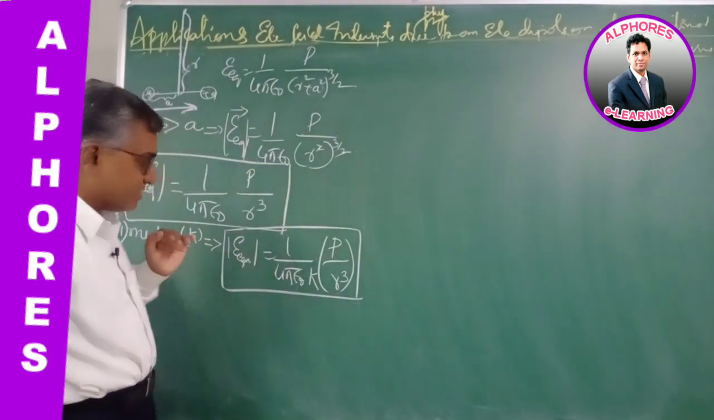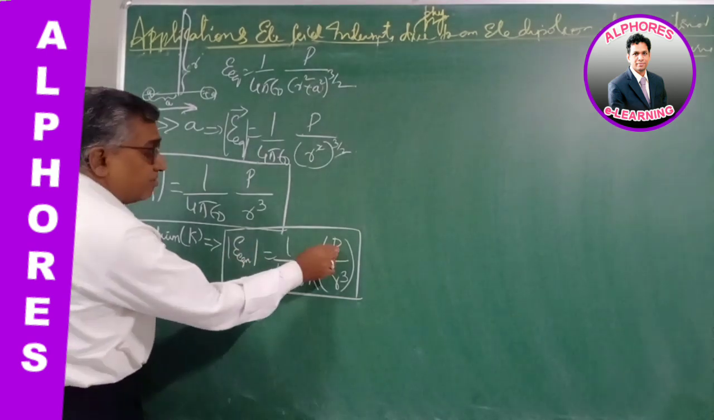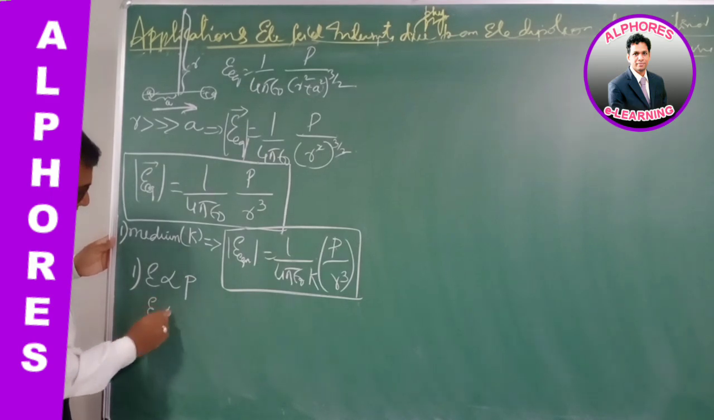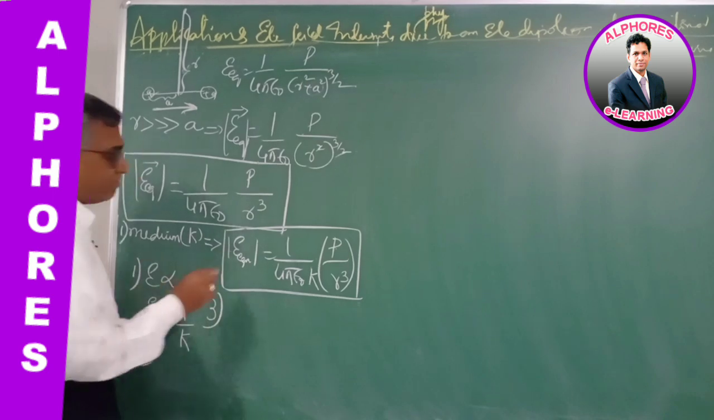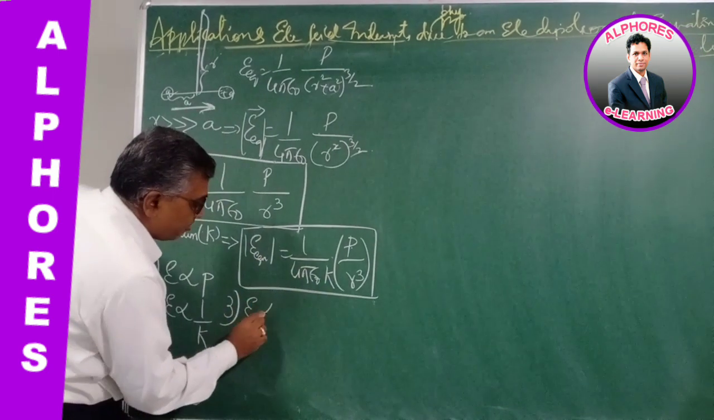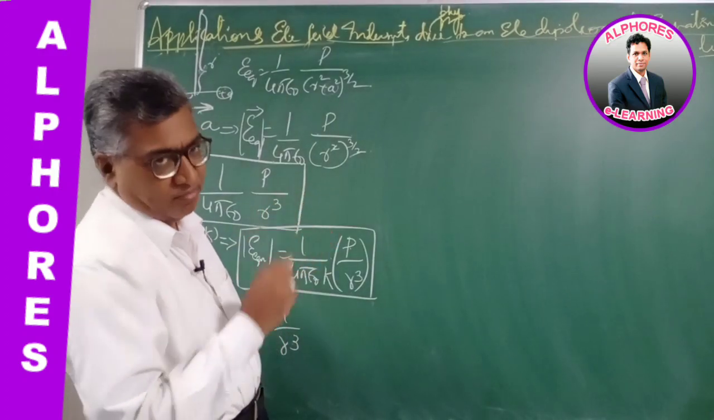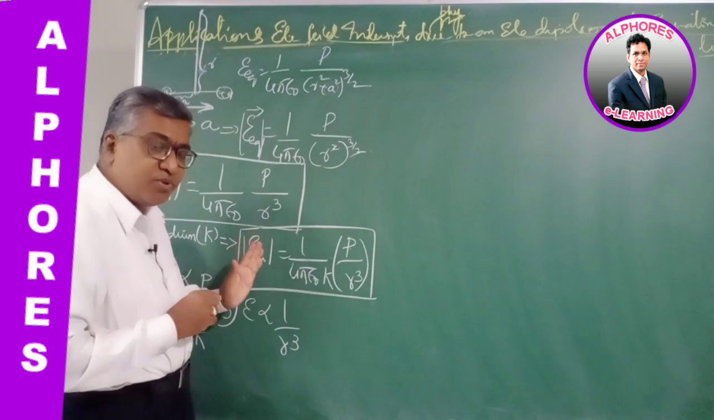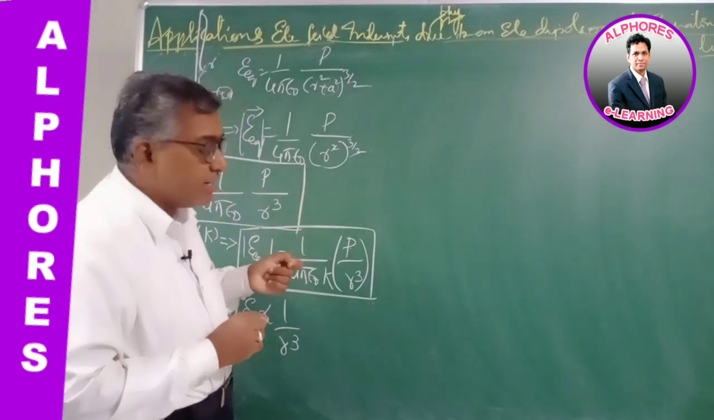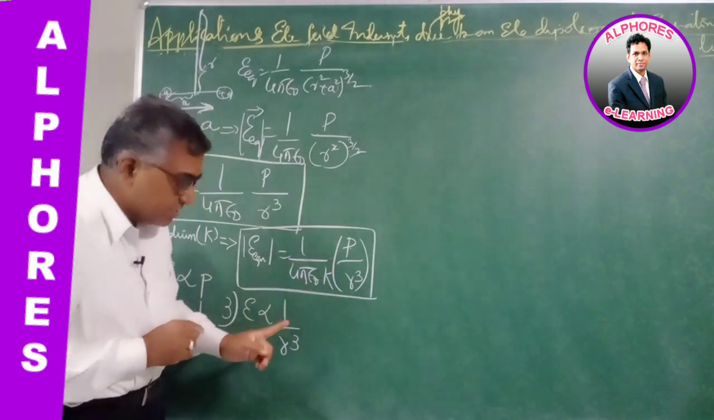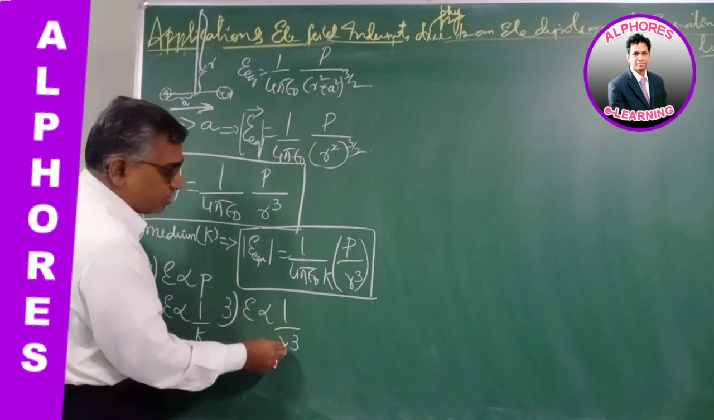Again taking the factors: first factor, E is directly proportional to p. Next factor, E is inversely proportional to K. And the third and most important factor, E is inversely proportional to r cube. This is called the inverse cube law. The electric field intensity due to a short electric dipole varies with distance as the cube of the distance, inverse cube law. So E is proportional to 1 by r cube.